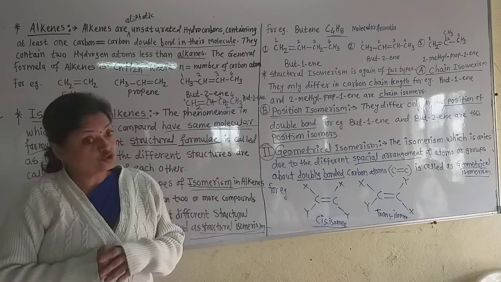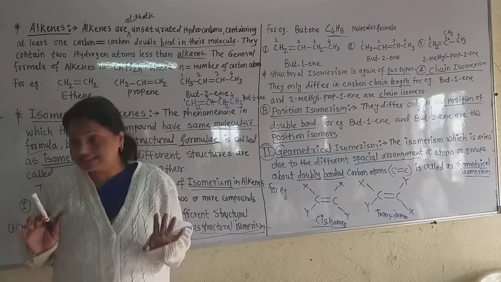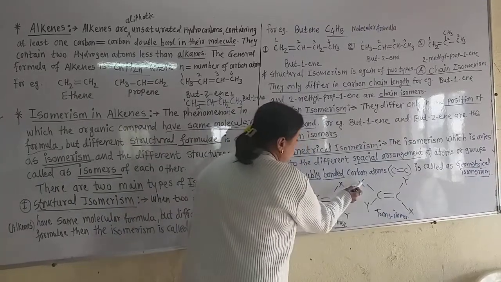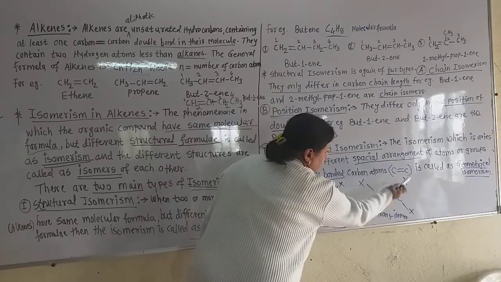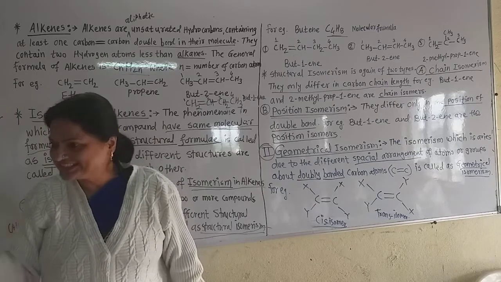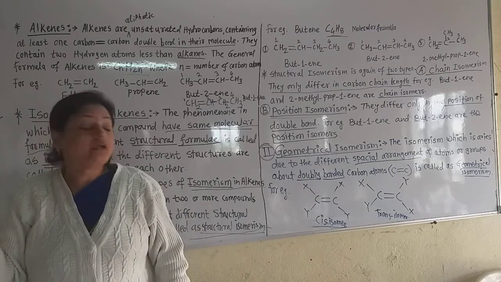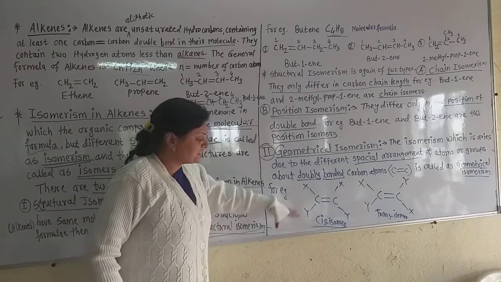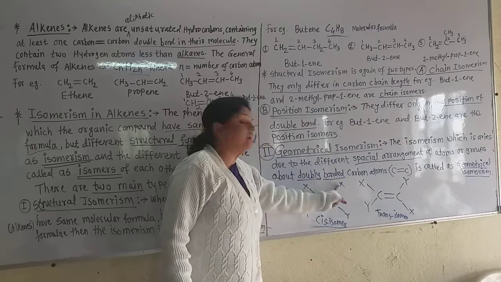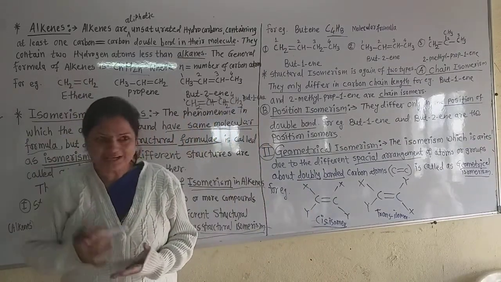Now either side has the same atoms or groups of atoms. Here there are 2 carbons, 2X and 2Y, and here also 2X and 2Y. That means the molecular formula is the same, but the spatial arrangement is different. This is cis isomerism because the carbon-carbon double bond has similar atoms or groups of atoms on either side of it.